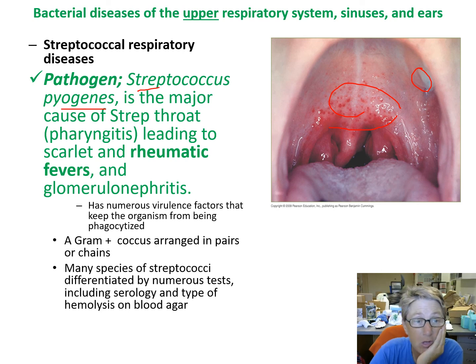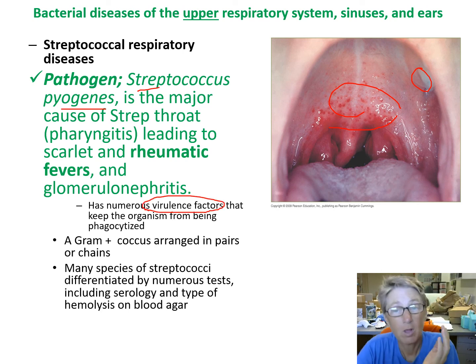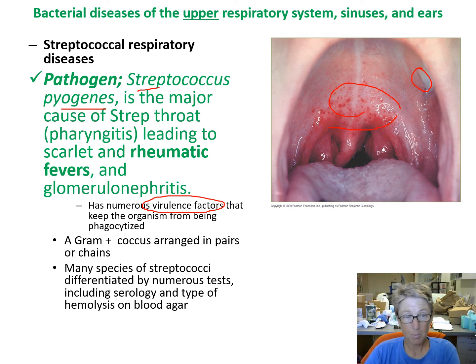Streptococcus pyogenes has numerous virulence factors. So the host, your cells, your phagocytes, can't phagocytize Streptococcus pyogenes.